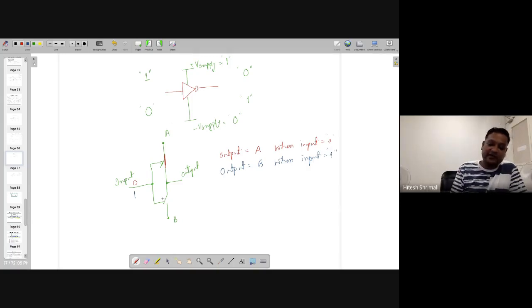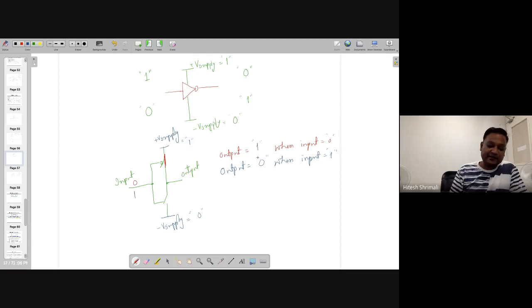Right now A and B can be any value, digital logic 1 or digital logic 0. But let's assume that they are plus V supply and minus V supply. So what does it mean? If this is digital logic 1 and this is digital logic 0, and I apply input as 0, the output is equal to plus V supply, or you can say digital logic 1. And similarly, this is 0.